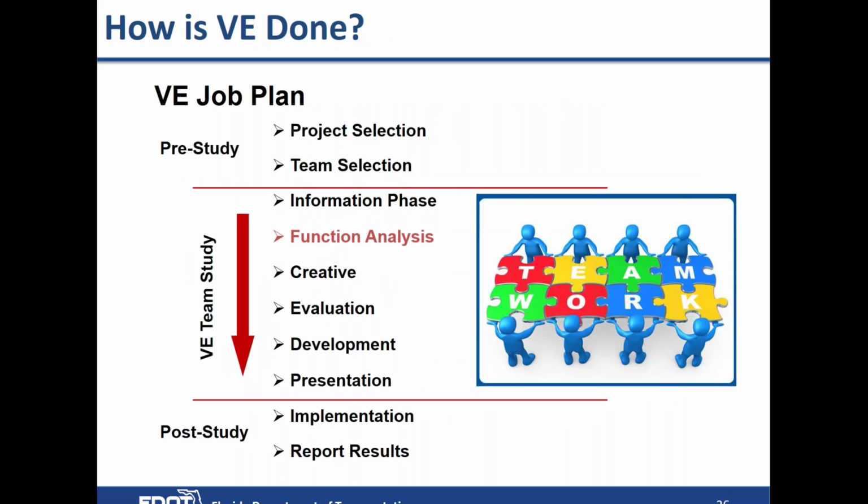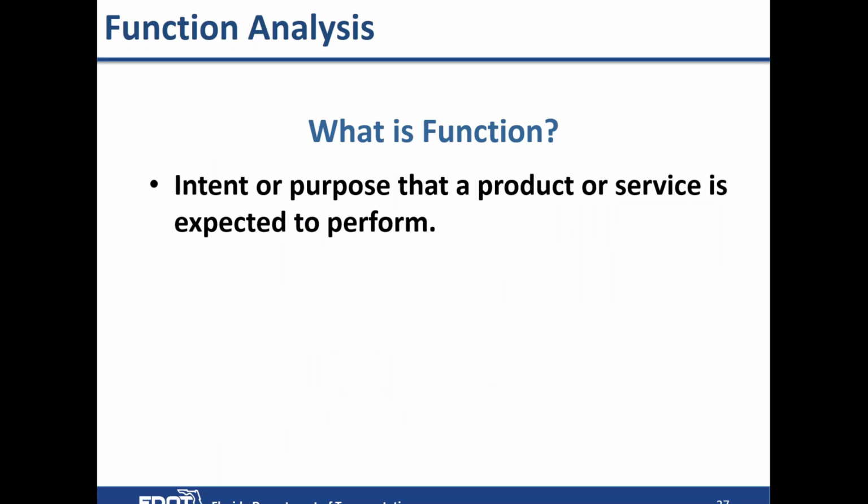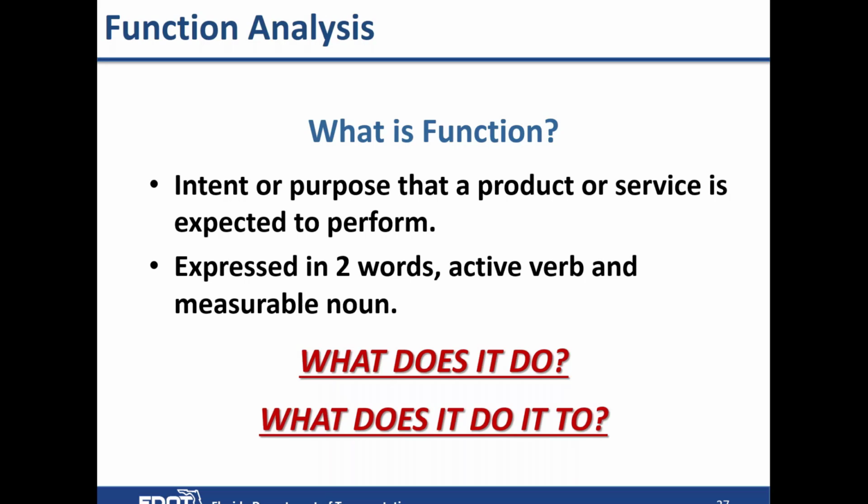Function analysis. So this is the phase of value engineering which sets it apart from a lot of other improvement tools. And so what is function? Well, it's the intent or purpose that a product or process or service is expected to perform. And in value engineering, we express that function in two words, an active verb and a measurable noun. So in other words, what does it do would be the active verb, and what does it do it to is the measurable noun.